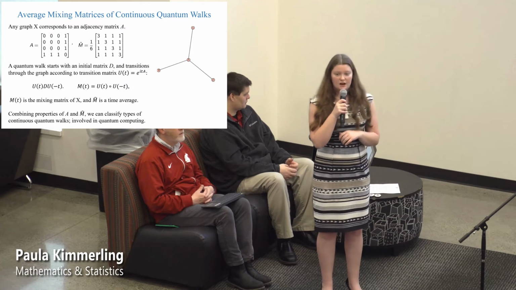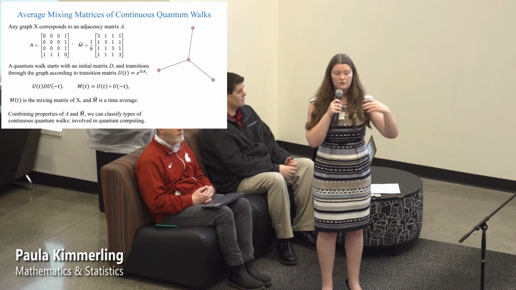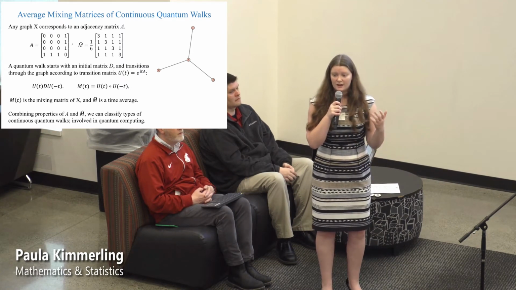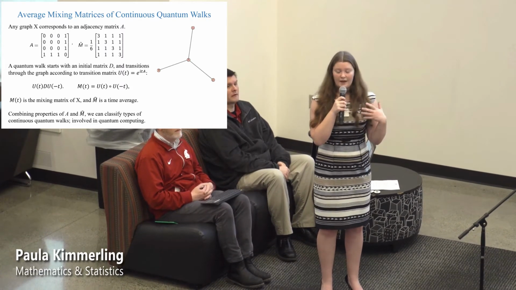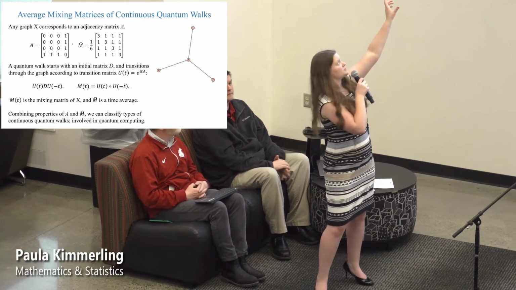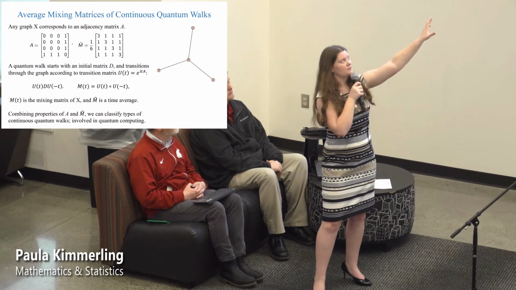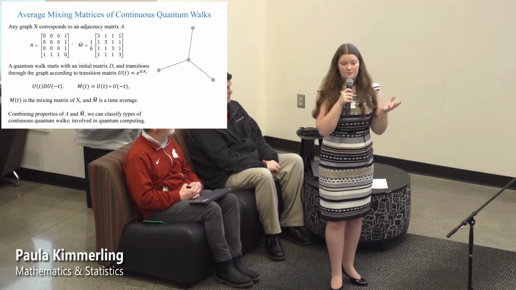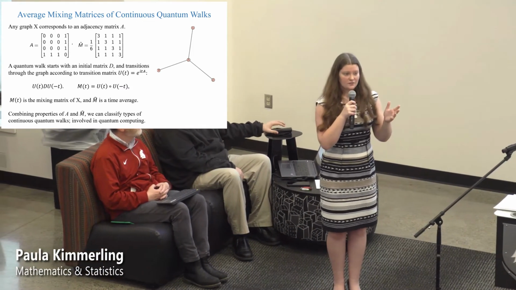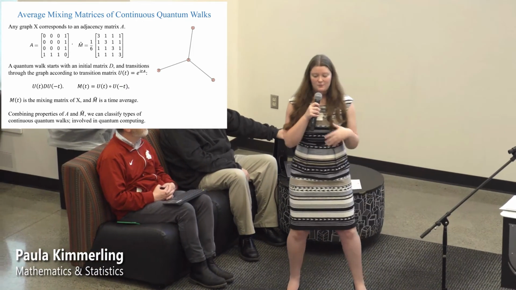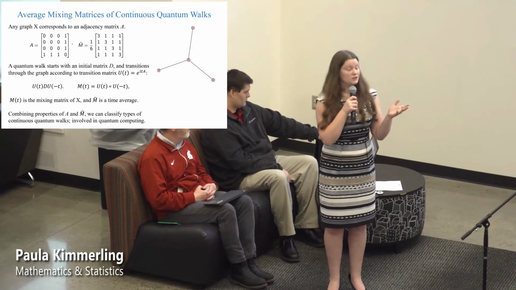And in particular, I want to know what happens over the long term. So I'm going to take a time average. And this is going to be my M hat. M hat, which is the second matrix I have up there for this graph, is the average mixing matrix. It's how I'm going to move around the graph. If I ran it 1,000 times, on average, that's what it's going to do.